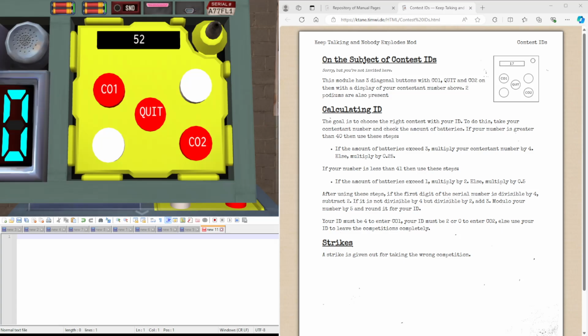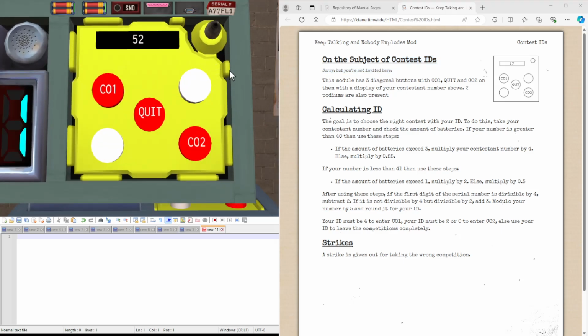Hey guys, Exo here, and welcome to Contest IDs. This is what the module will look like, and the aim of the module is simple. We're going to figure out if we're in Competition 1, Competition 2, or we're in neither. So, let's just get started.